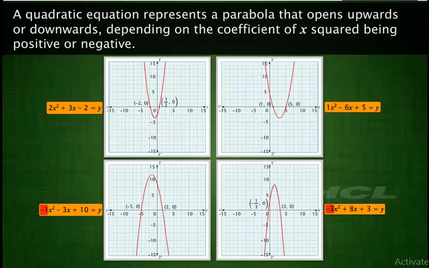Also note that where the coefficient of x squared is negative, the parabola is opening downwards, while in case of positive coefficient, it opens upwards. The roots of the equation are the 2 points where the graph of the quadratic equation intersects the x-axis as shown in each case.